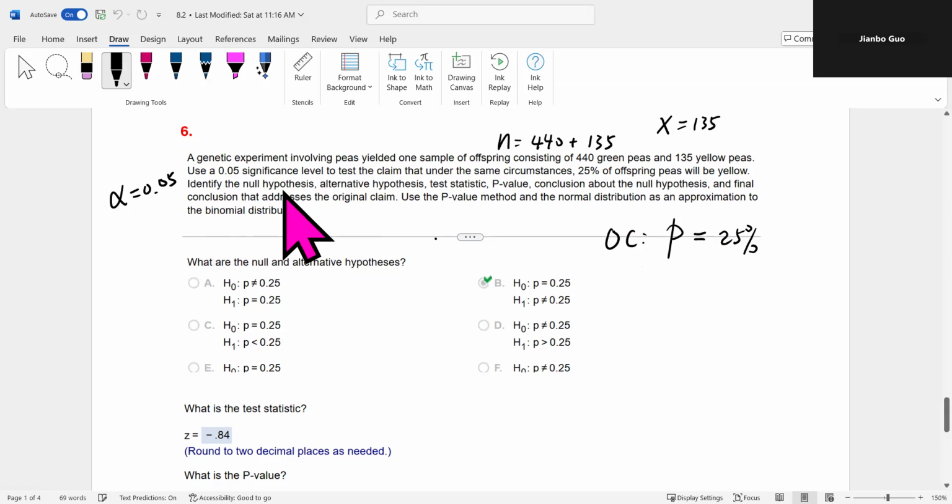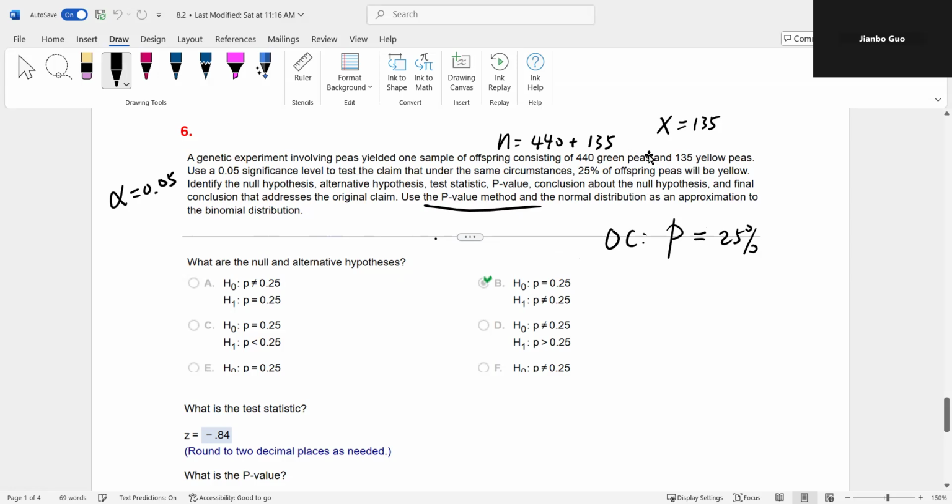Identify the null hypothesis, alternative hypothesis, test statistic, p-value, conclusion about the null hypothesis, and the final conclusion that addresses the original claim. Use the p-value method and the normal distribution as an approximation to the binomial distribution. So it specifies use the p-value method. And then we are going to use the p-value method.